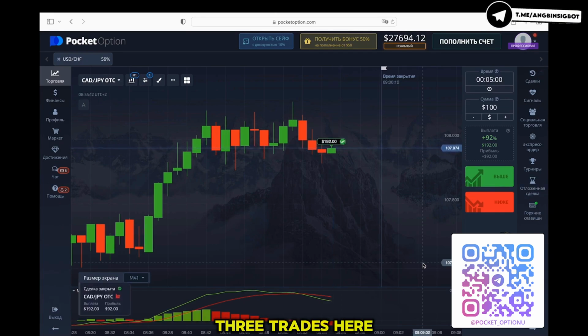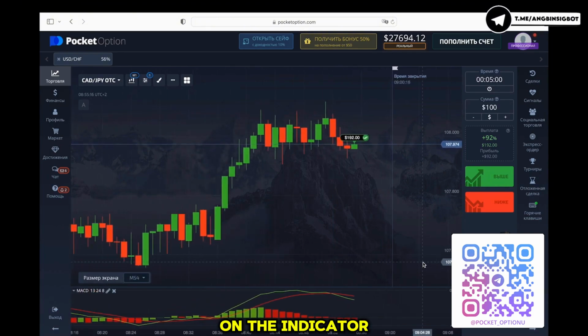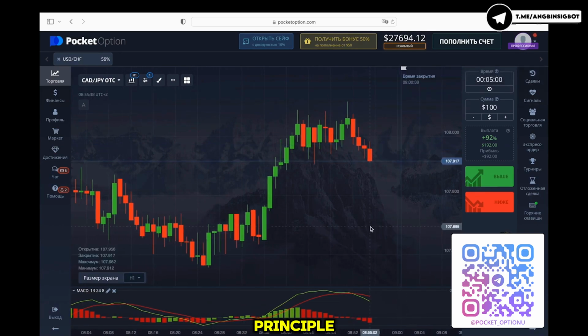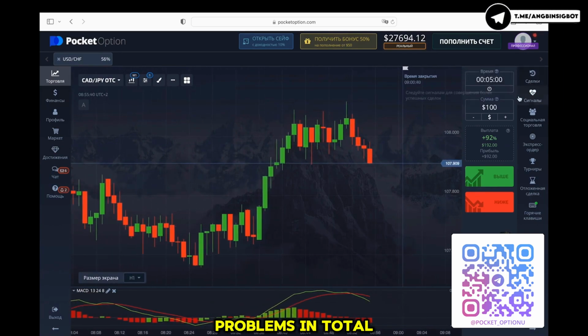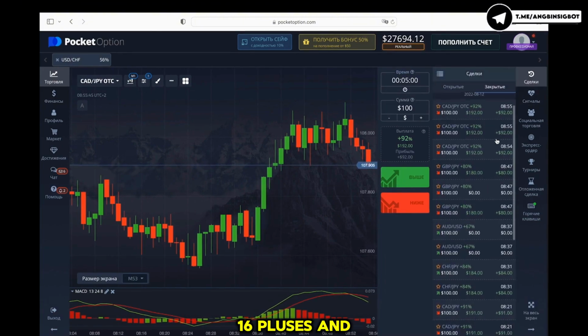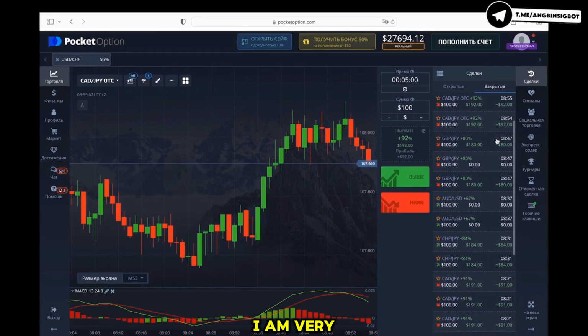Great friends, all 3 trades here are closing in plus, although I entered early according to the signal which was visible on the indicator. There is also a small consolidation here, market activity is low, but in principle there are no problems. In total, we had 7 signals, one of which was clearly a minus, and for the trades there were 16 pluses and 3 minuses. I am very satisfied with the result.